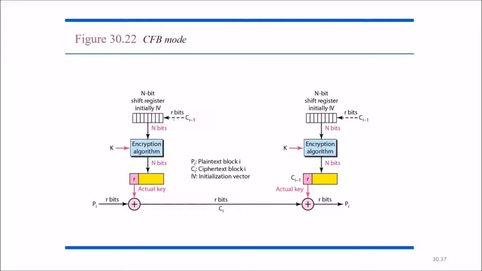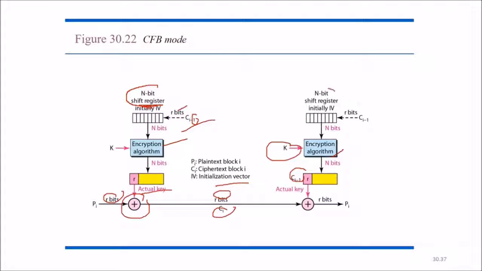While in CFB mode, we have this n-bit shift register, initially the initialization vector. Then Ci minus 1, that is R bits, are used to encrypt, and then you apply the actual key with some R bits, and these R bits are sent. The R bits are then again applied with the actual Ci minus 1 which you used here, and then the encryption is done along with this. So you apply it here with the n-bit shift register, which shifts again. You again apply this R-bit Ci minus 1, and then the actual key is combined with these R bits. So this is CFB mode.